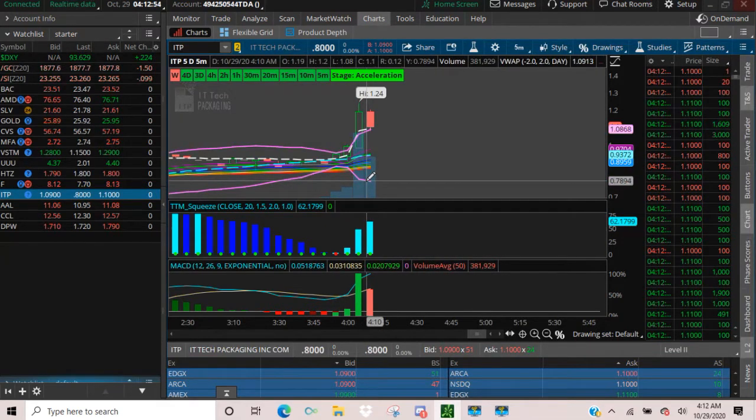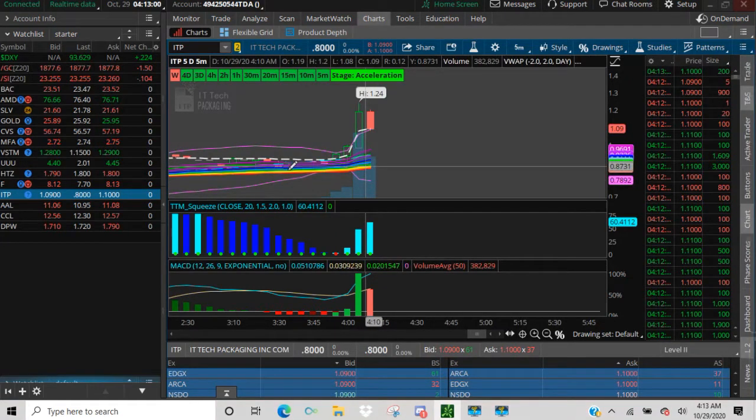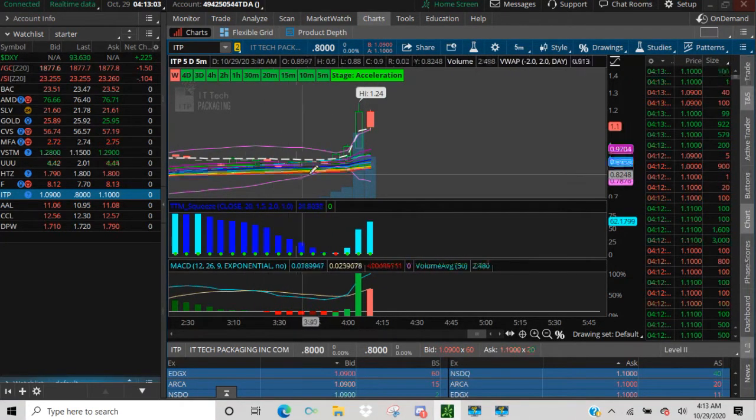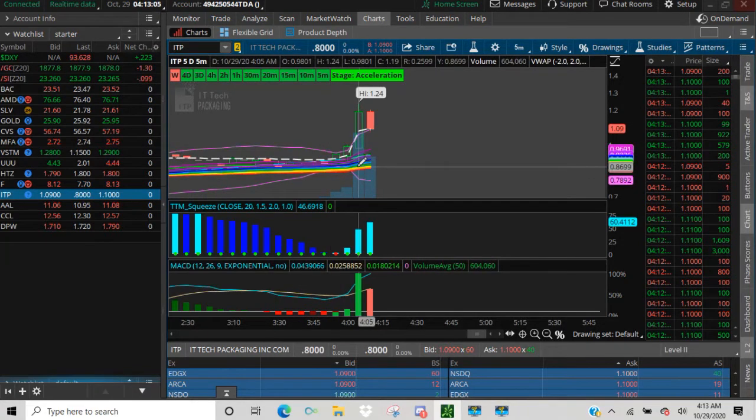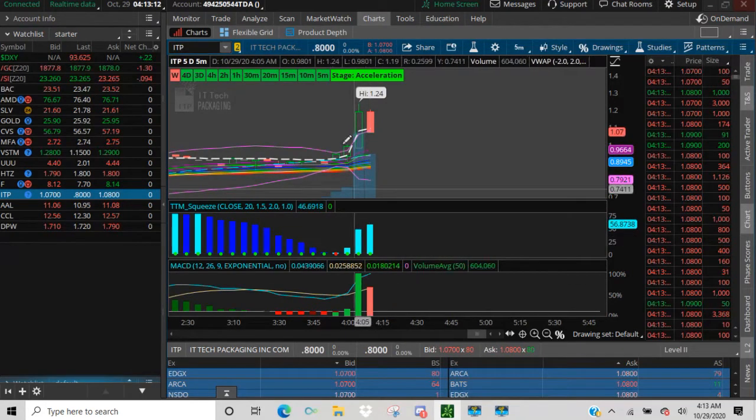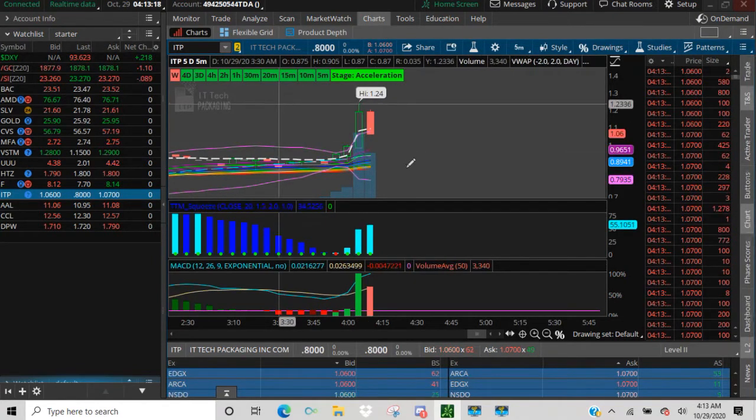My Bollinger Bands are expanding, but they're starting to come back together. Right now, the EMA ribbon is pretty much sideways channeling. The thing that keeps me in this trade at this moment would be the TTM squeeze and the VWAP line, the white dotted line right there. You got it? And here we go.